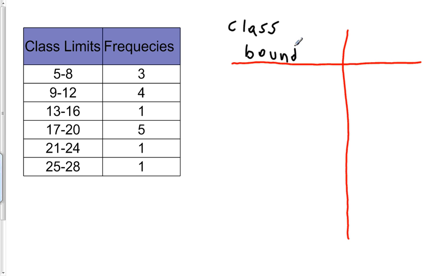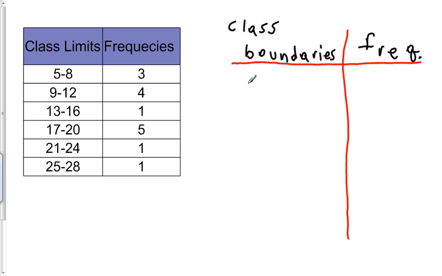So notice that doing this does not change the frequency of any of the classes, because there are no numbers between 8 and 9, so changing the upper class limit to 8.5 won't affect any of the actual frequencies. So I'm still going to have my frequencies over here. And what I'm doing is creating a frequency distribution that has class boundaries instead of limits.